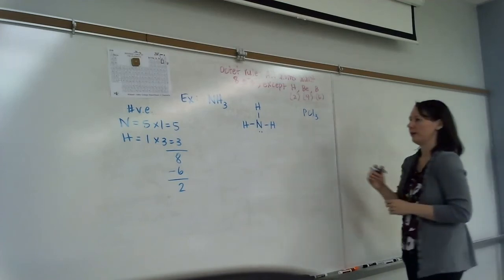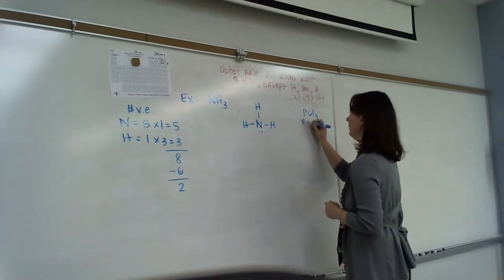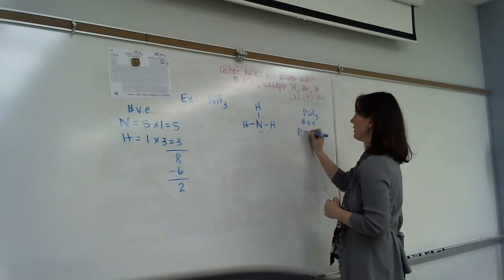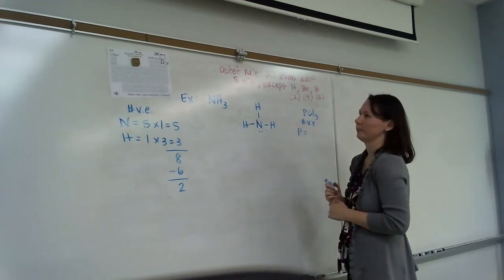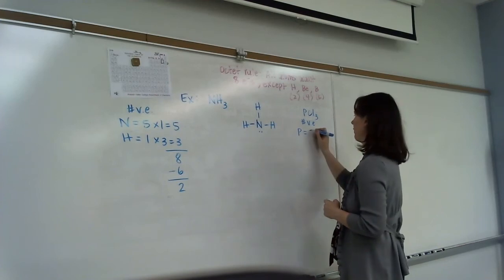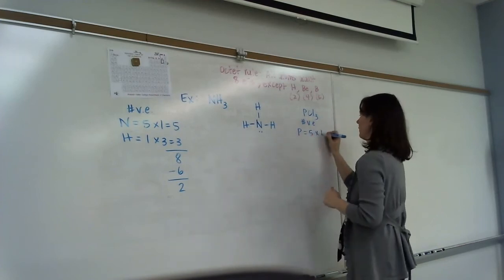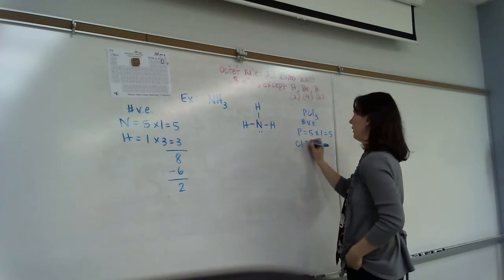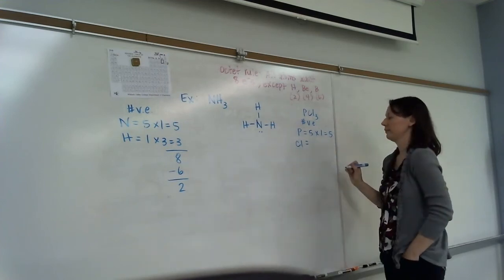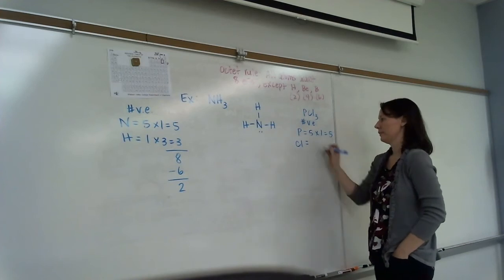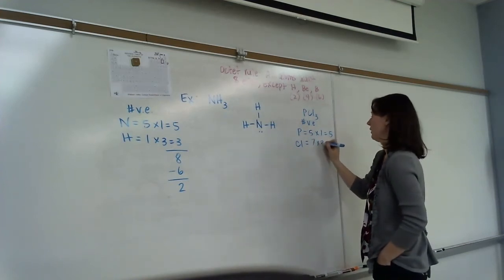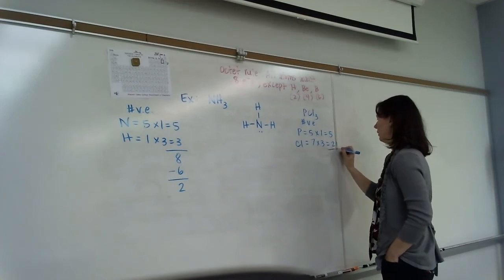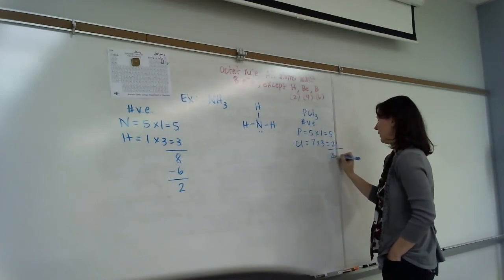Let's calculate the number of valence electrons. All right, so phosphorus has how many? 5. And there's 1 phosphorus, so that's 5. And chlorine has how many? 7, and there are 3, so that's 21. So my total's 26, right?